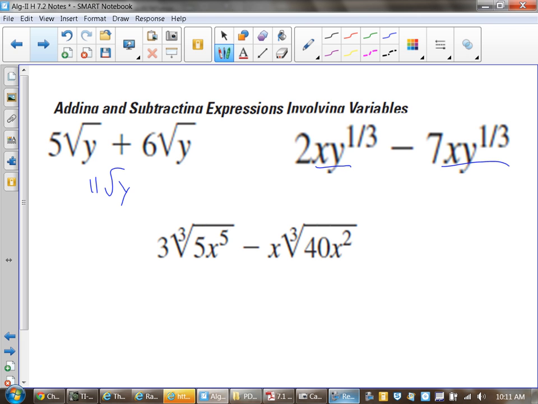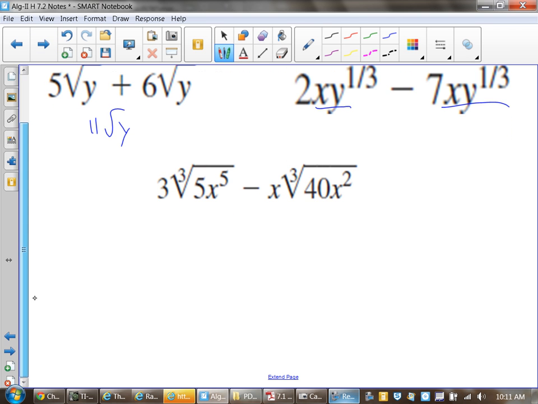In that first part, we have 3 cube root of 5x to the 5th minus x times the cube root of 40x to the x squared. So what we want to do is try to simplify out each term. I can't take the cube root of 5, but can I take the cube root of x to the 5th? Yeah. How many times does 3 go into 5? How many are left over? So I can take out an x, and I'm left with the cube root of 5x squared. Okay?